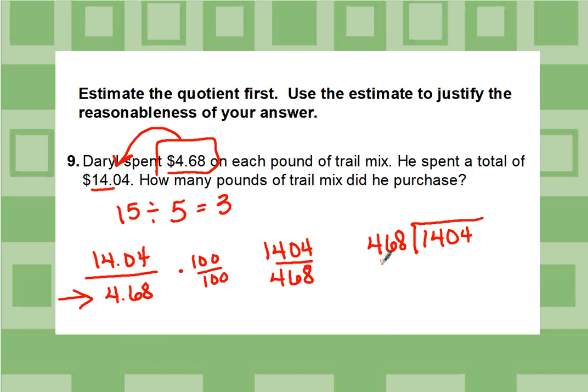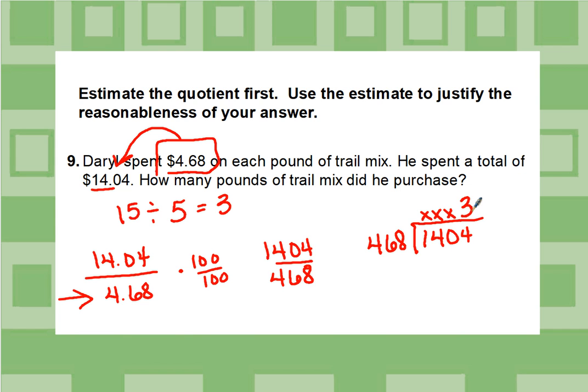So 468 is very close to 500. So I know it can't go into 1, it can't go into 14, and it can't go into 140. So my goal here is to see, what am I guessing? Well, if this is 500, 500 and 500 would be 1,000, and another 500 would be 1,500. So it's either going to be 2 or 3, depending. Okay, I'm going to go ahead and try a 3.